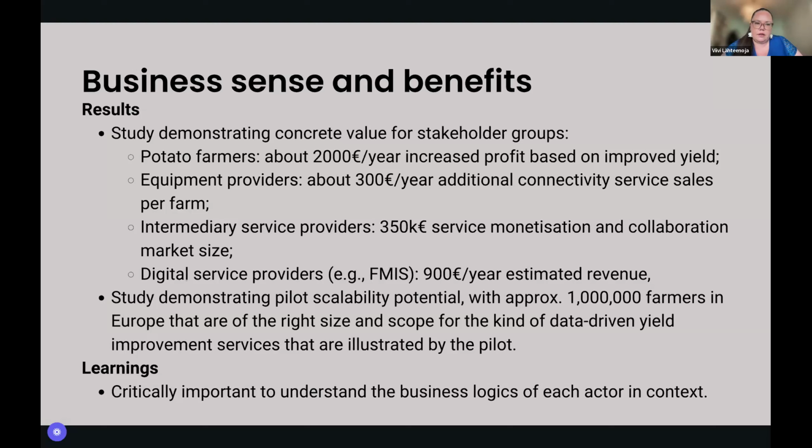So these results were the first time I was seeing numbers on this level of detail, which was incredibly valuable and insightful for all of us. And it just really highlighted the learning that it's critically important to understand the business logics of each of the actors in this kind of context.